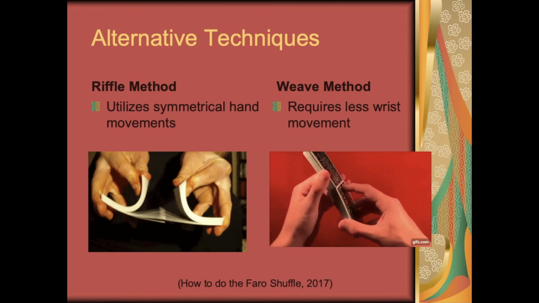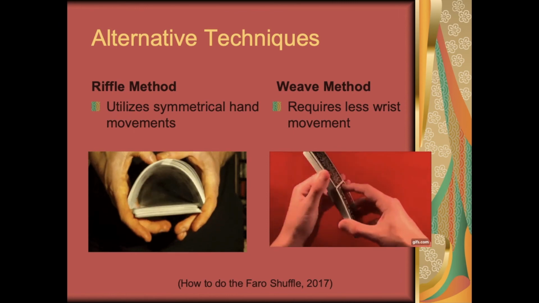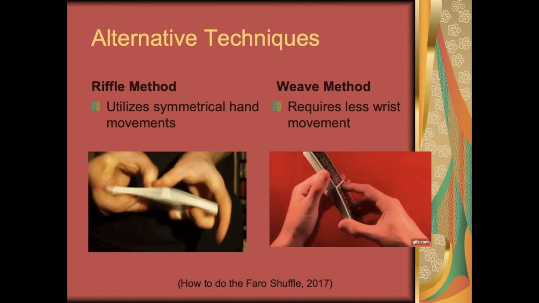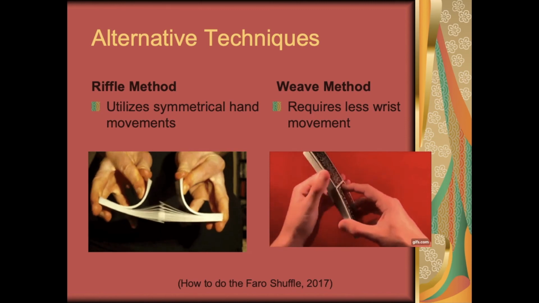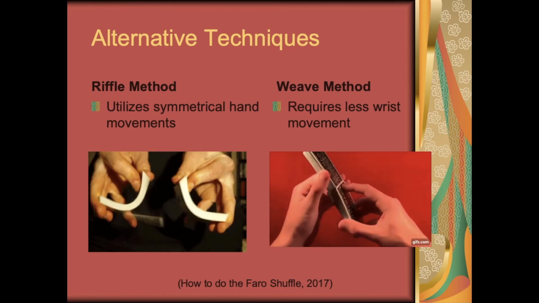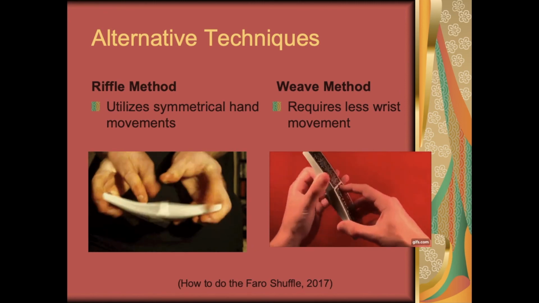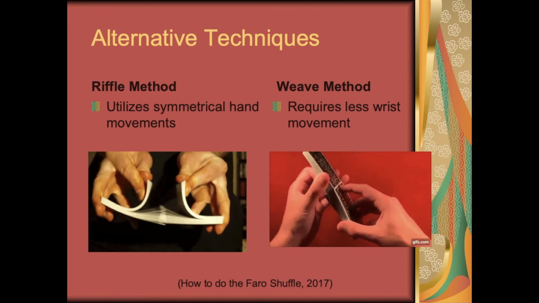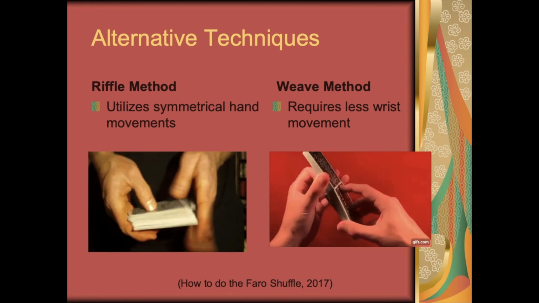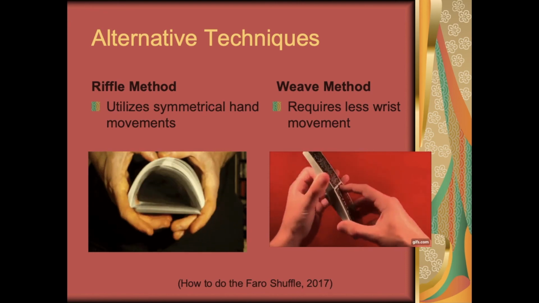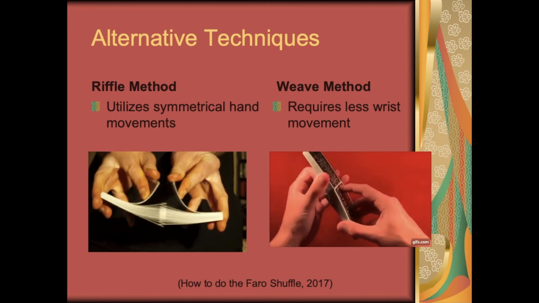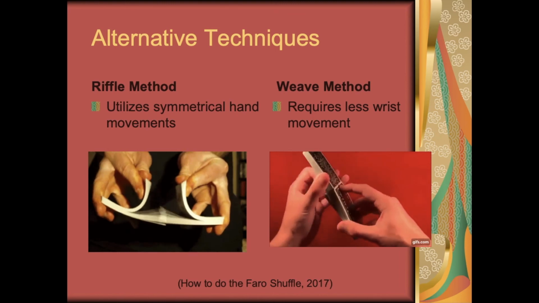Other shuffling techniques with different movement patterns include a rifle method, which utilizes more symmetrical movements between the left and right hands, and a weave method that requires less dynamic movement at the wrist, but similar grasping patterns and joint positions of the DIPs. The technique a person uses is generally a matter of personal preference, but physical abilities such as bilateral coordination skills may be a factor.